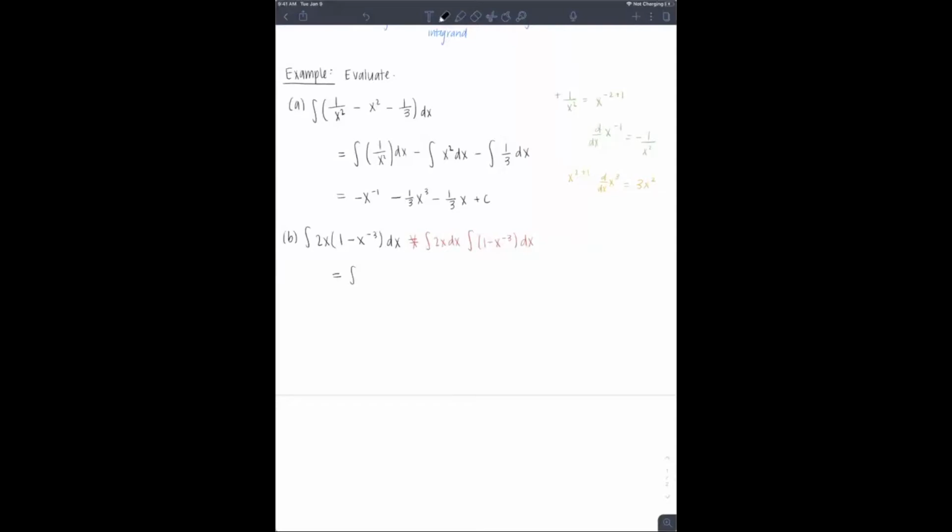Anybody? So what can I do with this 2x? It's actually the exact opposite of take it out. Yeah, you can distribute it to both of these pieces here, right? And so when I do that, then all I have is subtraction, right? And so I can do exactly what I did in part A. And so I can focus on 2x dx, and then I can subtract it from 2x to the -2 dx. Does that make sense?